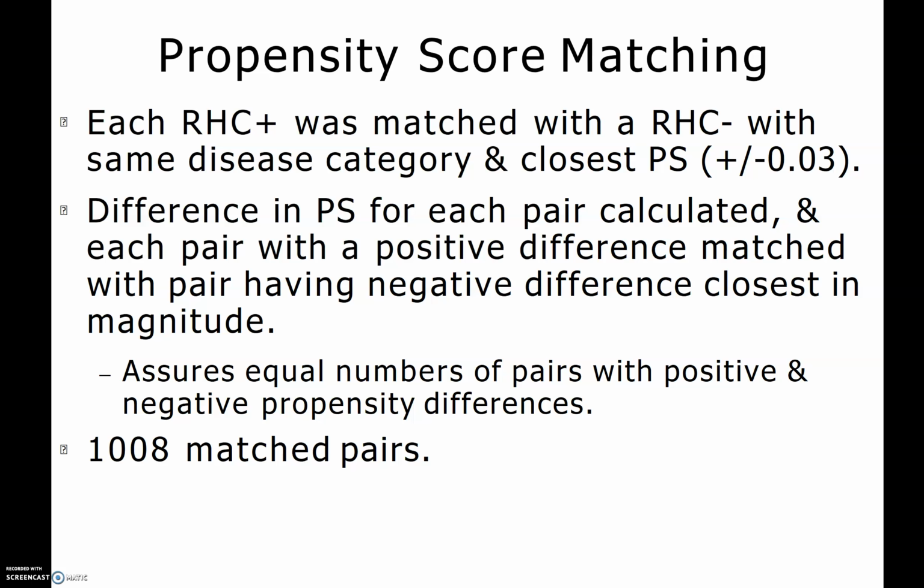Okay, how do you decide upon what a match is? Well, you have to really think hard about this. You can't just say there's one bound for this. It's very contextually specific. So each right heart catheterization case was matched with a case where they did not receive that catheterization, but had the same disease category, to within plus or minus 0.03 of the closest propensity score.